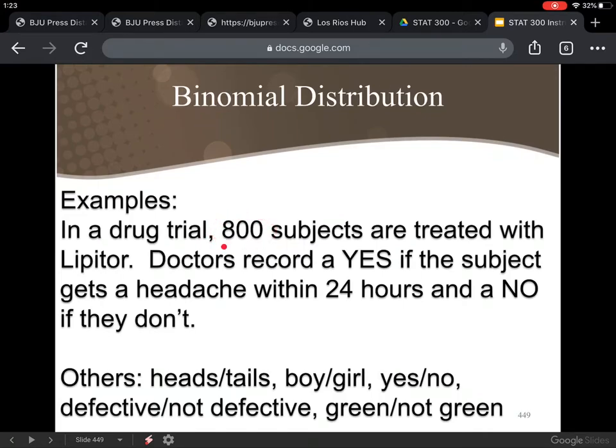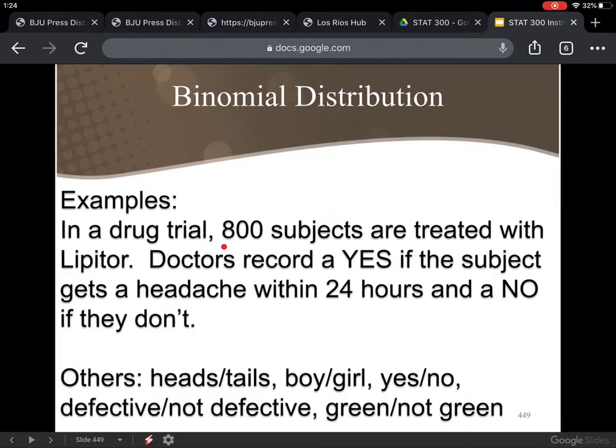Yes, we would have to assume independence, because if you think about this, if 2 people are sitting in the same room and one is asked, do you have a headache? And he or she says yes, then most likely, or maybe, the other person would be influenced in a certain way to say yes or no based on how the first person reacted. So we're going to have to assume independence.